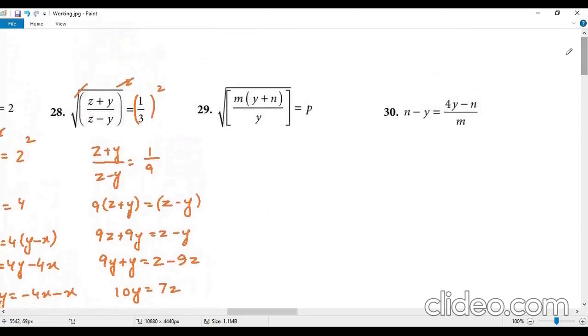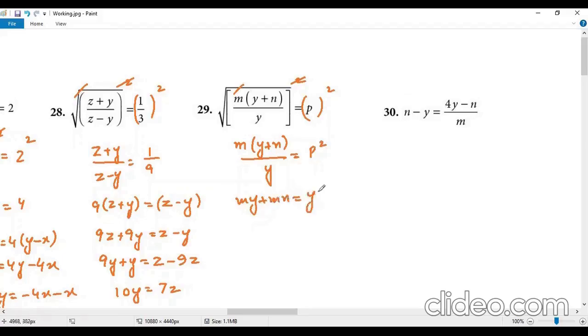Now in here same thing I'm going to do by putting a square on both the sides. Square will cancel this root, and you will have m bracket y plus n over y equals p square. That means my plus mn will be equal to y p square, my minus yp square from the other side, and here it's going to be minus mn. This will go this side and this one will come this side.